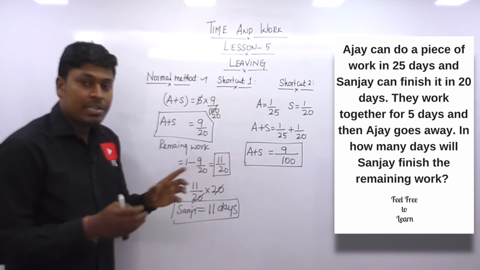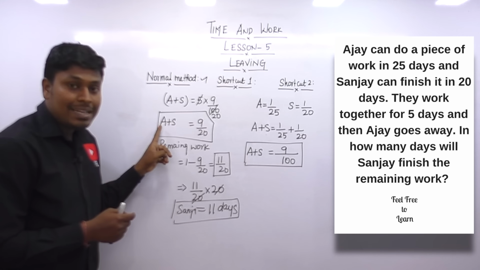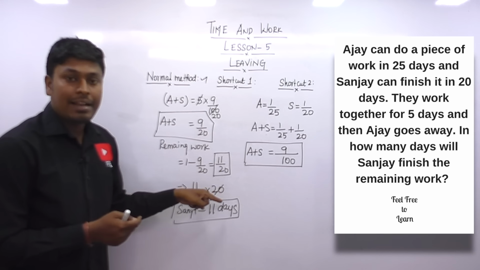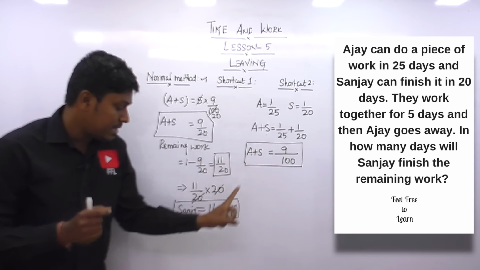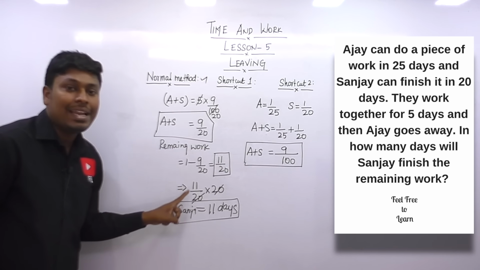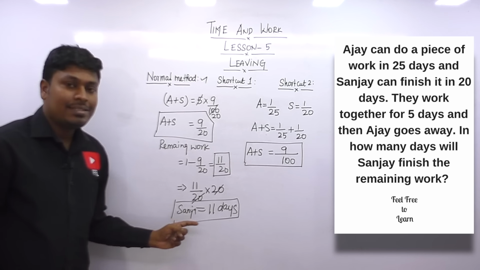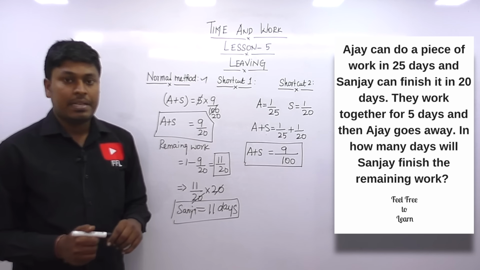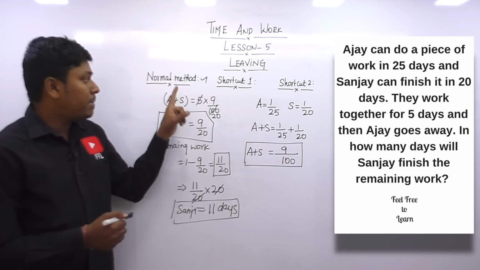So 11 by 20 of the job is remaining, and after working for 5 days, who left the job? Ajay left the job. The remaining person is Sanjay. So Sanjay should do the remaining 11 by 20. We know that Sanjay is capable of finishing a job in 20 days, but his target is to do only 11 by 20 of the job. So when you cancel 20 and 20, finally we can say that Sanjay alone can finish the remaining work in 11 days. So the answer for this question is 11 days, and we have solved this complete question by using a normal method.